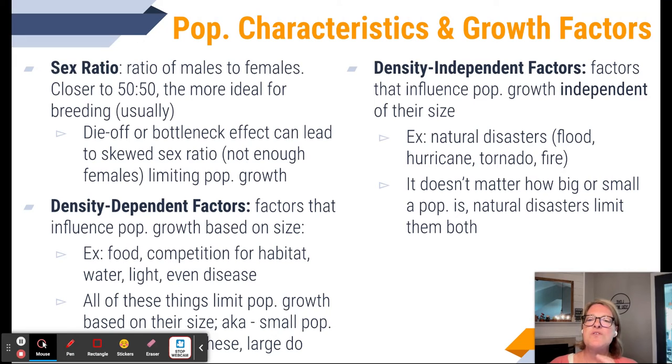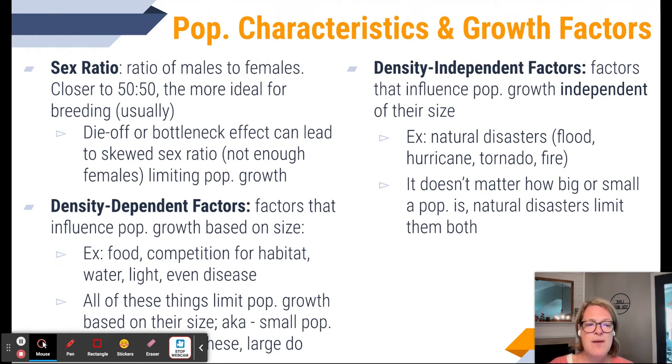Okay, so there are also some characteristics that we discuss, and you also need to know about growth factors. So this has to do with how populations grow. Populations grow based on the sex ratio, the ratio of males to females. If it's closer to a 50-50, then that's a very ideal situation for breeding usually. A die-off or bottleneck effect can lead to a very skewed sex ratio.